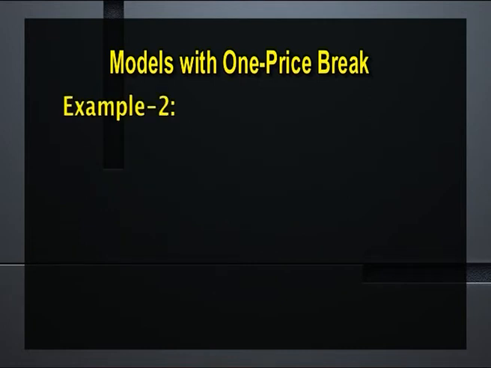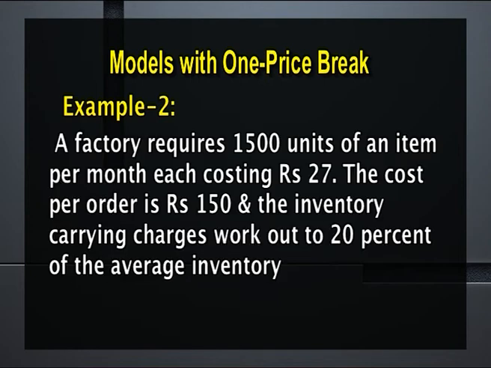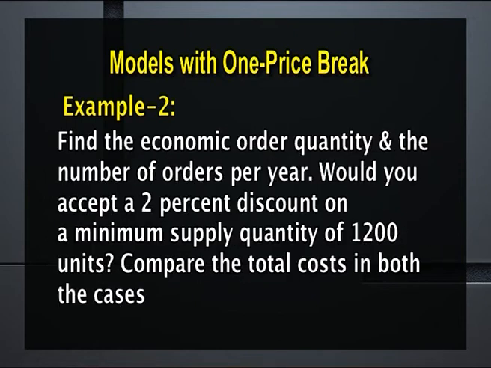Now coming to the second example. A factory requires 1500 units of an item per month, each costing ₹27. The cost per order is ₹150 and the inventory carrying charges work out to 20% of the average inventory. Find the economic order quantity and the number of orders per year. Would you accept a 2% discount on a minimum supply quantity of 1200 units? Compare the total cost in both the cases.